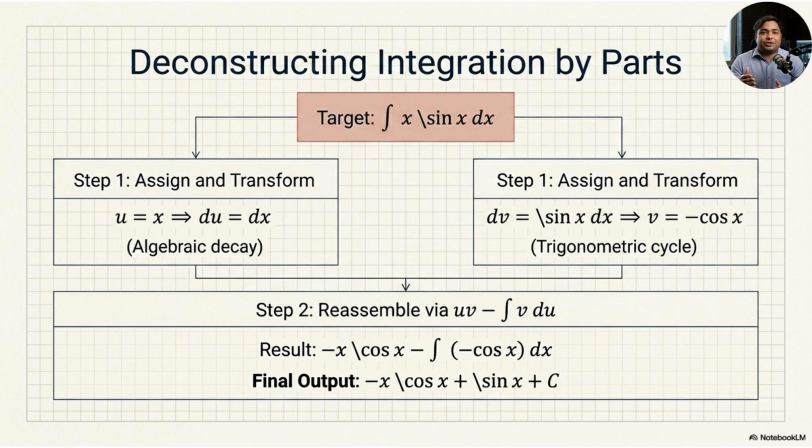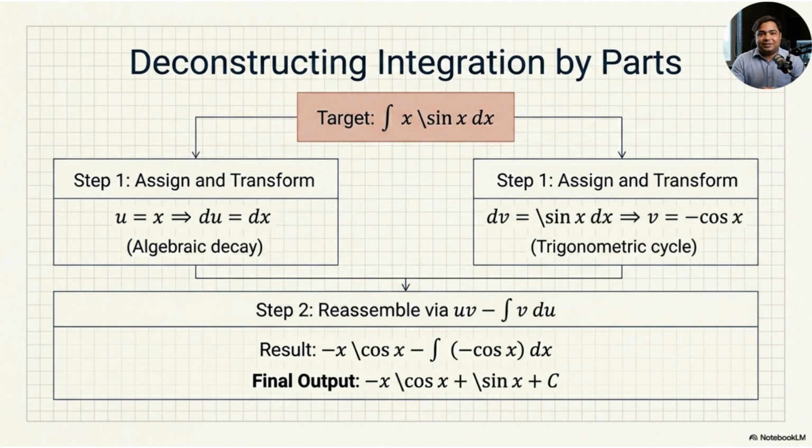Now we use the integration by parts formula. The integral of u dv equals uv minus the integral of v du. Substituting the parts gives the integral of x times sine x dx equals x times negative cosine x minus the integral of negative cosine x dx. This becomes negative x cosine x plus the integral of cosine x dx. The integral of cosine x is sine x. Therefore, the final answer is negative x cosine x plus sine x plus c. Here, c is the constant of integration.